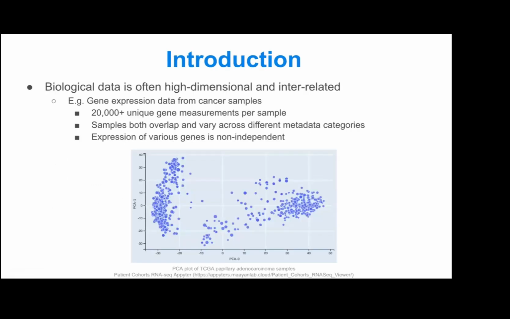But before we get into the actual clustering algorithms, as an introduction for why we even want to do cluster analysis in the first place, we know that biological data is often very high dimensional and also very interrelated. So if we think about gene expression data from cancer samples, you have maybe 20,000 plus unique gene measurements per sample, so it's very high dimensional. And then all the samples are related to each other because it's likely that they overlap or are variable across very different metadata categories. And you want to look at the patterns across those different samples.